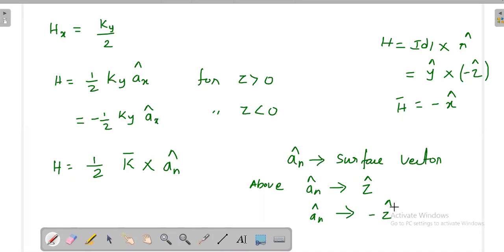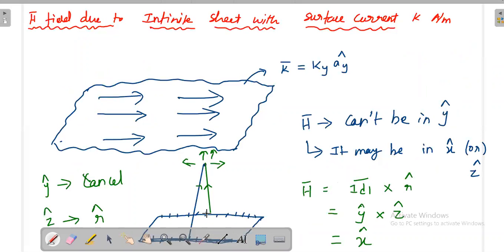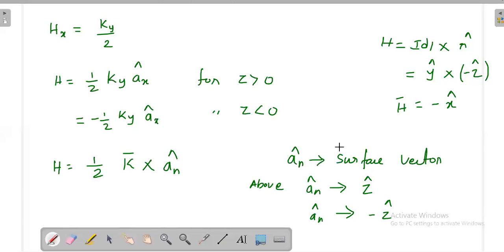Okay, if you are above the surface, what is the surface vector? The surface vector is a vector that is perpendicular to the surface. Okay, this is your surface. Then what will be the surface vector? Definitely that is the z vector, z cap direction. So if you are above the surface, that is z cap. If you are below the surface, that is minus z cap.